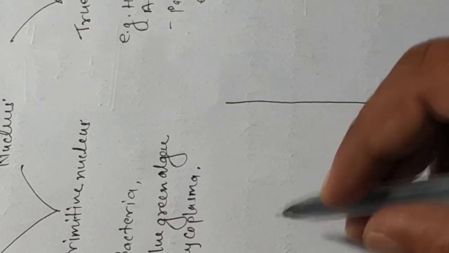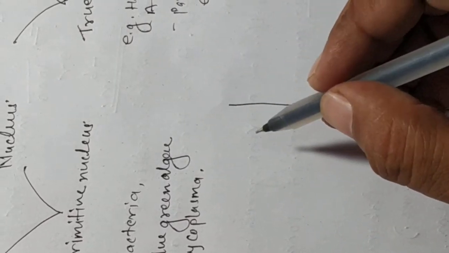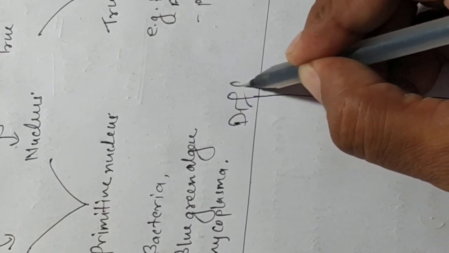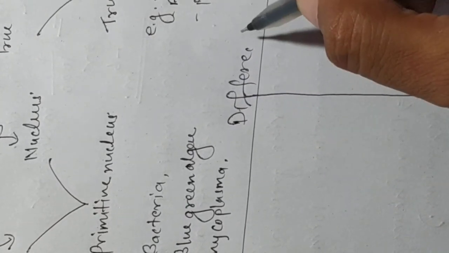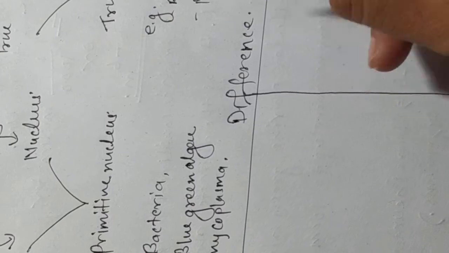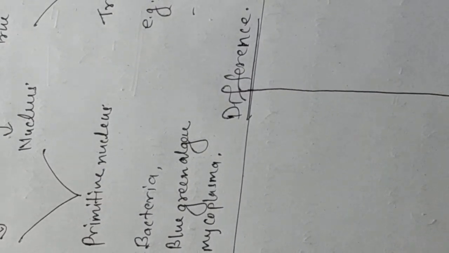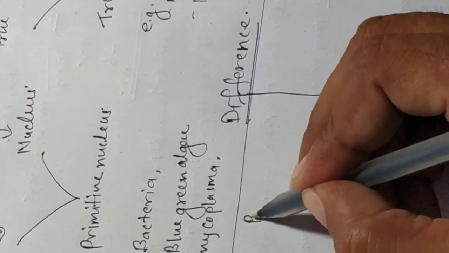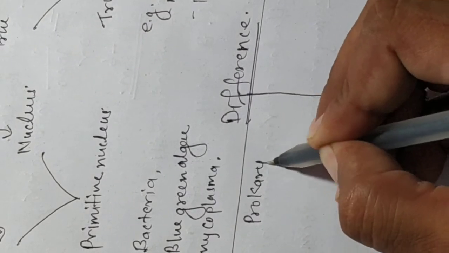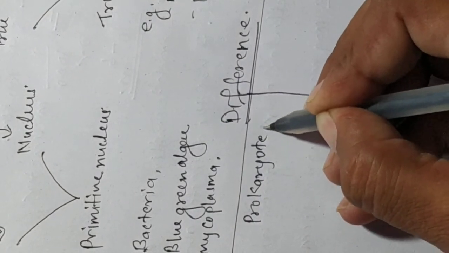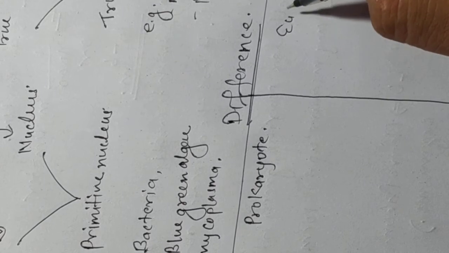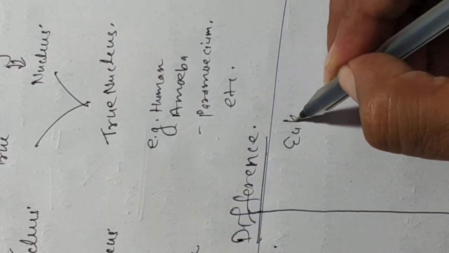The main differences between prokaryote and eukaryote are as follows.